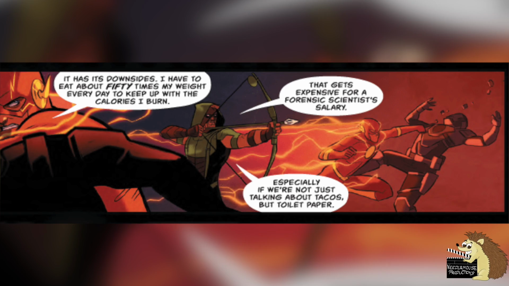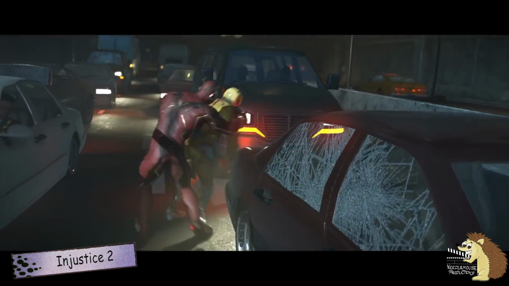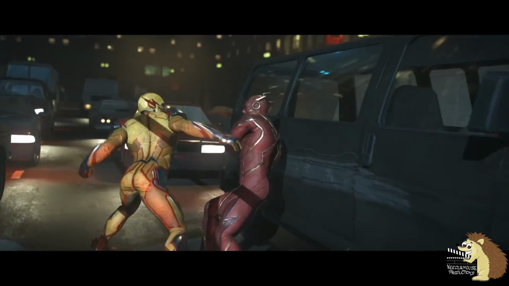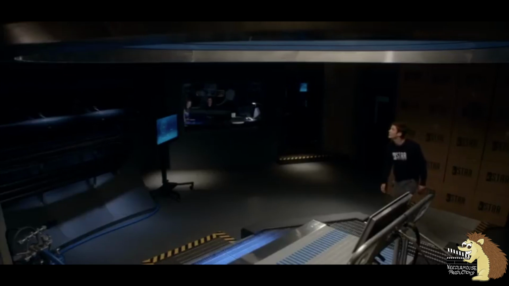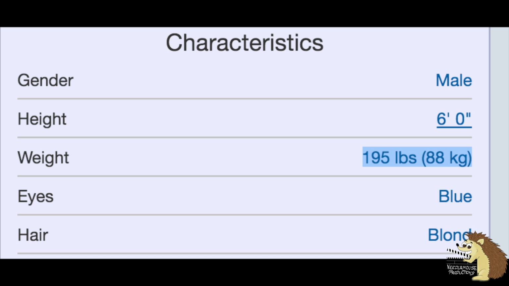Now, in the comics, he actually says at one point that he needs to eat 50 times his own body weight every day. Now, the exact weight of the Flash isn't clear. After all, there's been many different actors and different incarnations, so his weight does fluctuate. But on DC Wikia, it says that the Flash's weight is 88 kilograms. So we're going to use that as our example for this video.